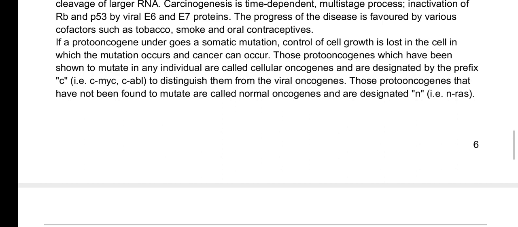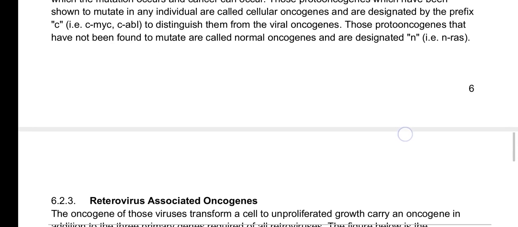If a proto-oncogene undergoes a somatic mutation, control of cell growth is lost in the cell in which the mutation occurs, and cancer can occur. Proto-oncogenes which have been shown to mutate in any individual are called cellular oncogenes and are designated by the prefix C, such as C-MYC, cellular oncogene, to distinguish them from the viral oncogene. Proto-oncogenes that have not been found to mutate are called normal oncogenes and are designated N.